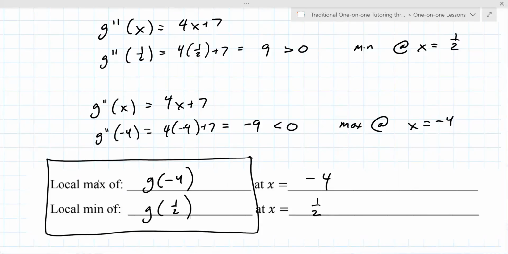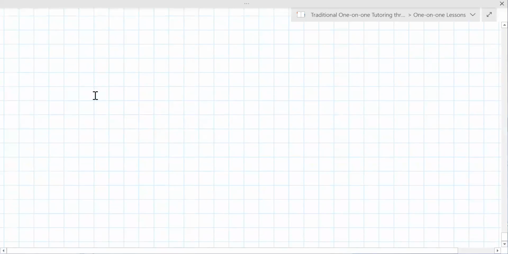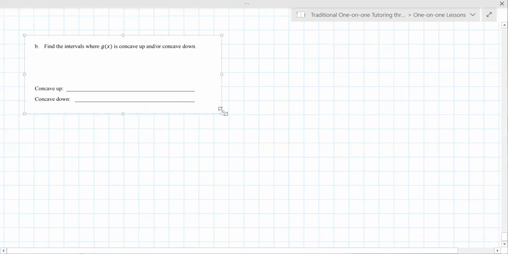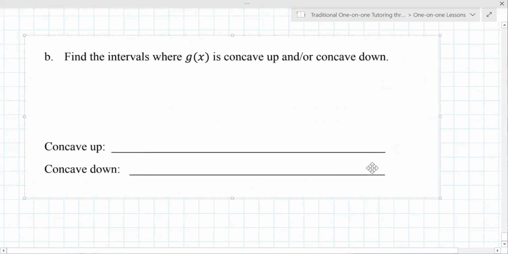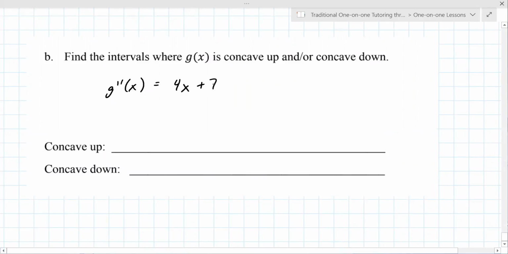All right, now there's a bit more. It says determine the intervals where it's concave up or concave down. So concavity comes from the second derivative. G double prime of x is, what did I say? It was 4x plus 7. Is that right? Yeah. So we set this equal to 0, and we find that x is equal to -7/4.